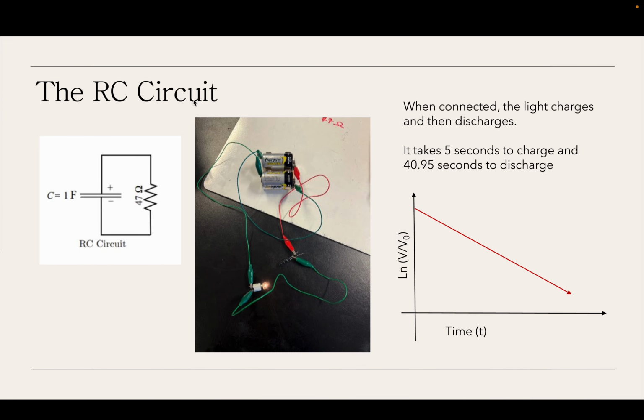Here is our RC circuit. Here's a diagram of it, and then here's the one that we set up in the lab. Here we have our capacitor, or our light bulb to help us visually see it. We have a resistor, and then we also have our battery. So when connected, the light charges and then it discharges. It took about 5 seconds to charge it and about 40.9 seconds to gradually discharge. And it kind of follows a linear decline in response to time.